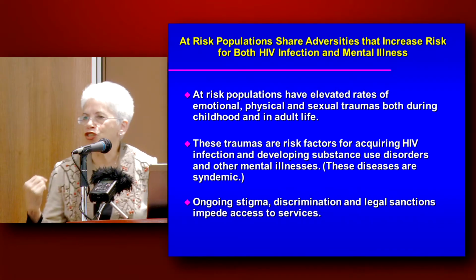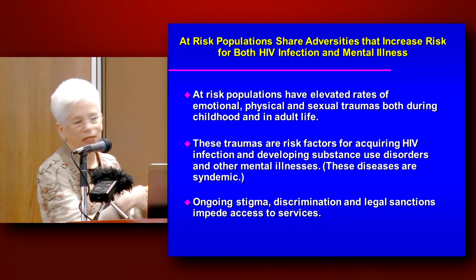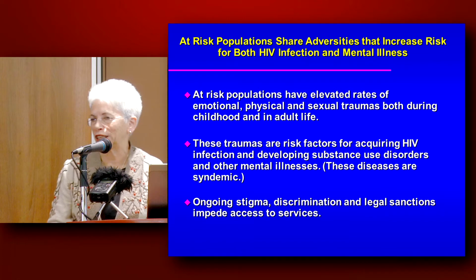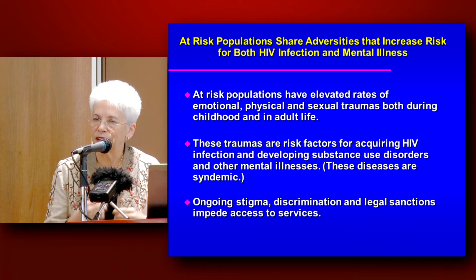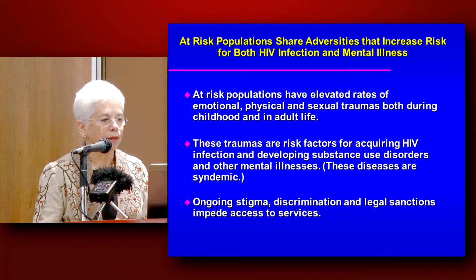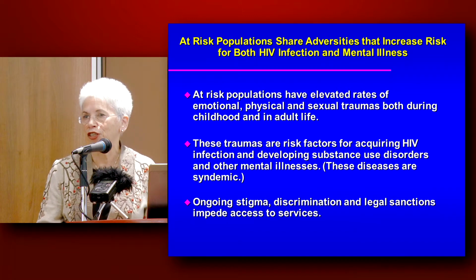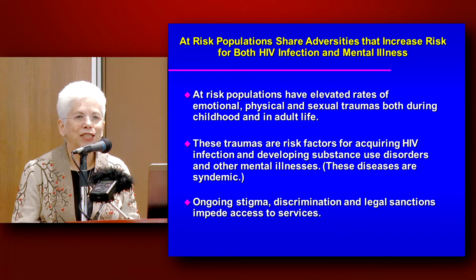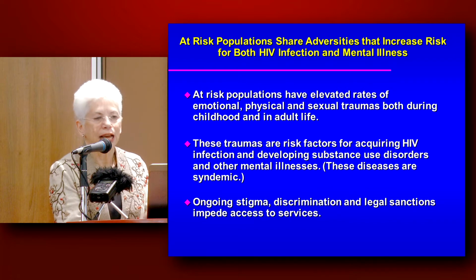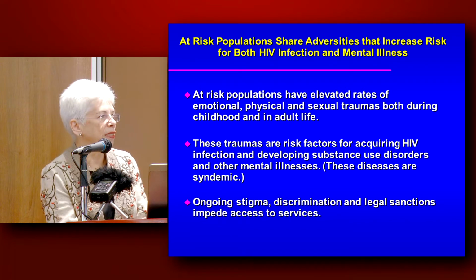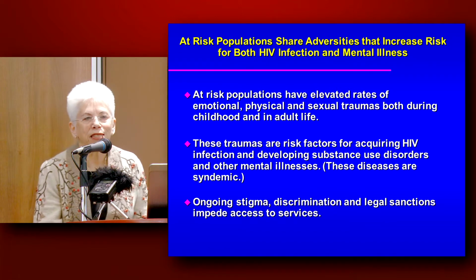These high-risk populations share adversities, and this is where my talk is very much in tune with what Claire Payne talked about earlier. What you see when you look at this population is elevated rates of trauma, and that includes emotional, physical, and sexual traumas, both during childhood and in adult life. These traumas are risk factors for acquiring HIV infection and developing substance use disorders and other mental illnesses, including PTSD. In HIV, we now talk about syndemics.